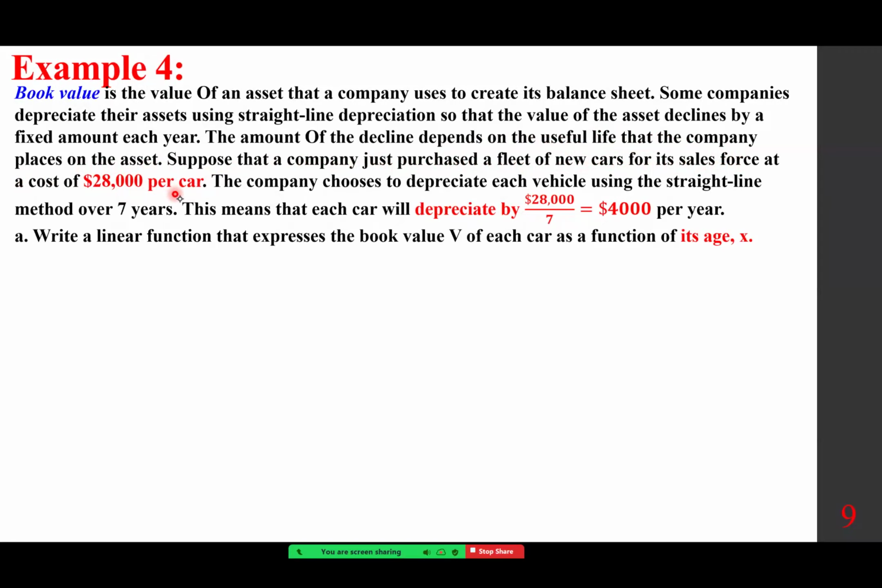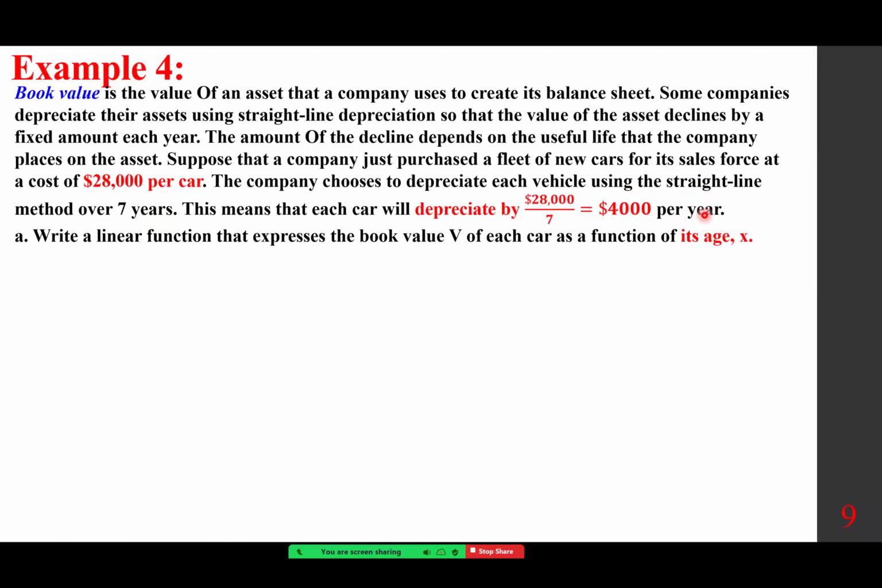The company chooses to depreciate each vehicle using the straight line method over 7 years. This means that each car will depreciate by $28,000 over 7 equals $4,000 per year.